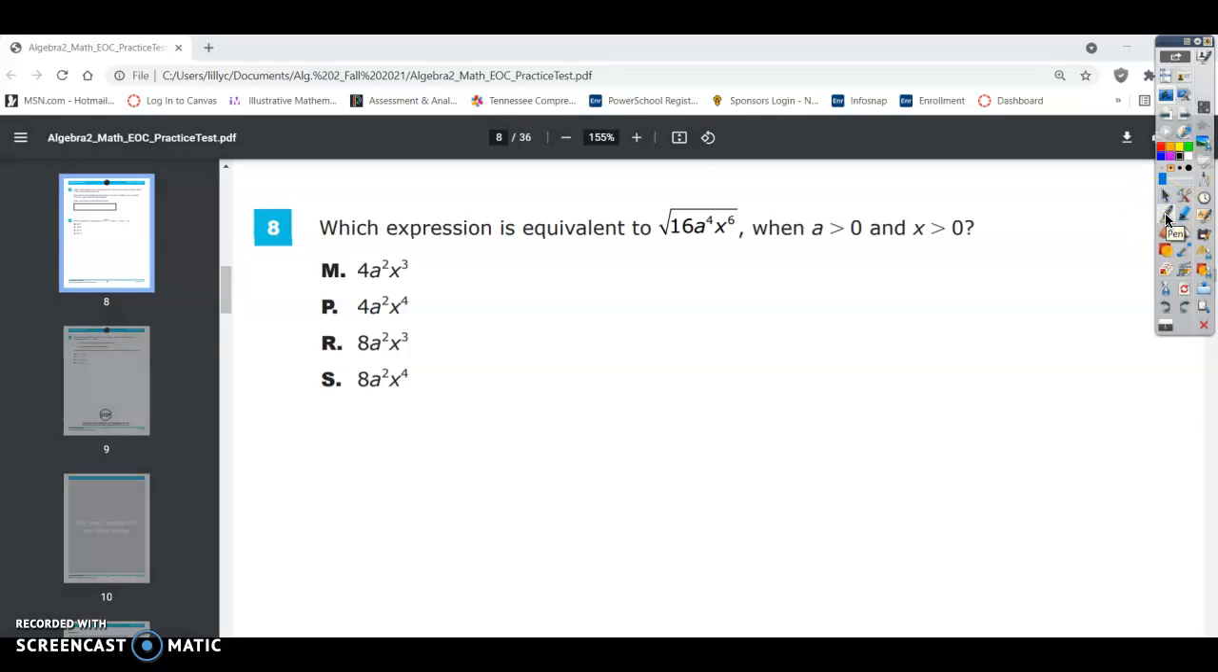Algebra 2 EOC practice test number 8. Which expression is equivalent to the square root of 16 a to the 4th x to the 6th when a is positive and x is positive?